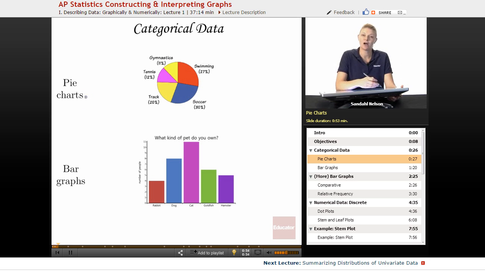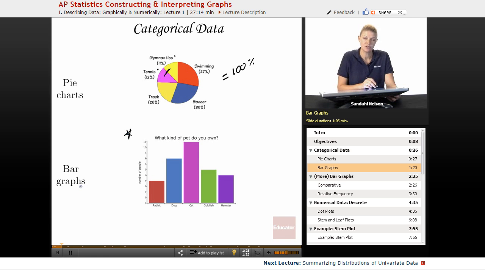So two really common forms of graphs to show categorical data are a pie chart and a bar graph. A pie chart you've probably seen before. The percents in them are going to have to add up to 100%, and it's a visual way to see that soccer will have the largest percent, and the smallest percent, based on the graph, looks like it's split between gymnastics and tennis. So that's one way to show categorical data, but actually the more common way is to use a bar graph.